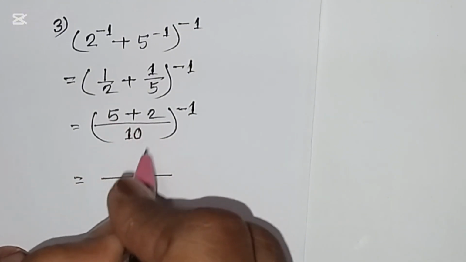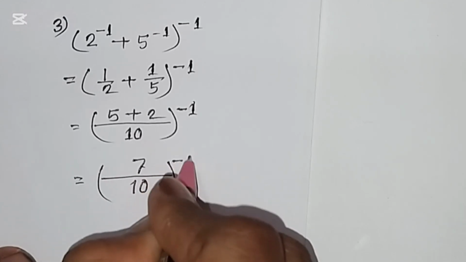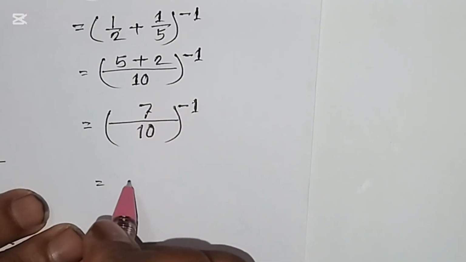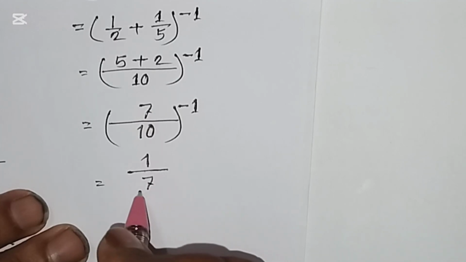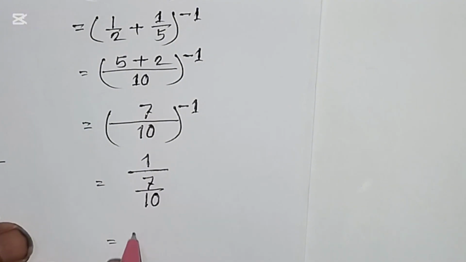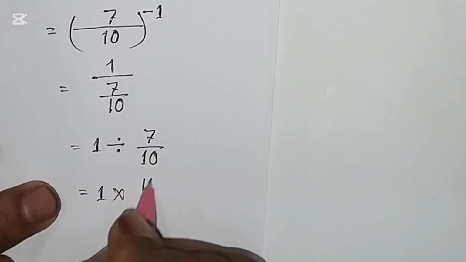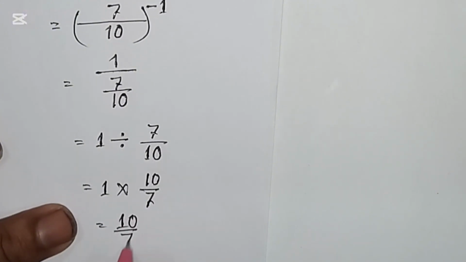The added value of 5 and 2 equals 7 divided by 10, whole inverse 1. So 10 by 7 whole inverse 1, written as 1 by 7 divided by 10, equals 1 divided by 7 by 10, equals 1 multiply 10 by 7. So 1 multiply 10 by 7 equals 10 by 7.